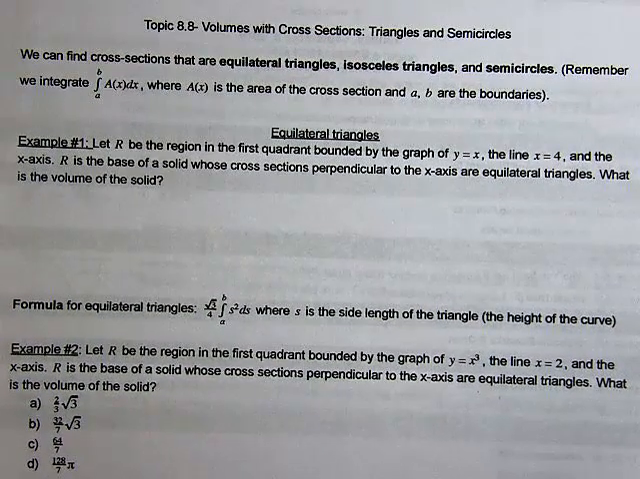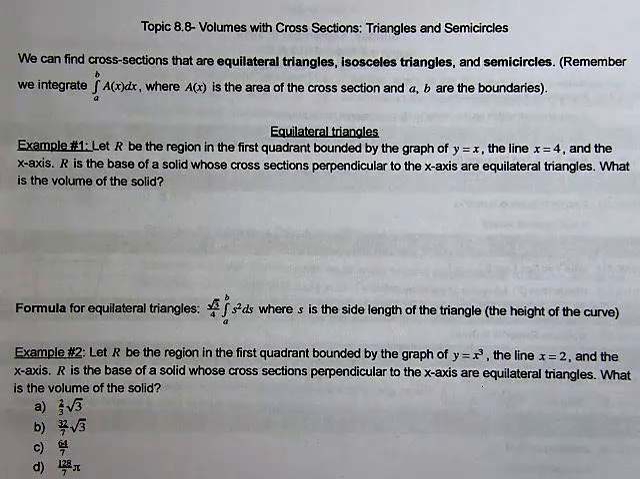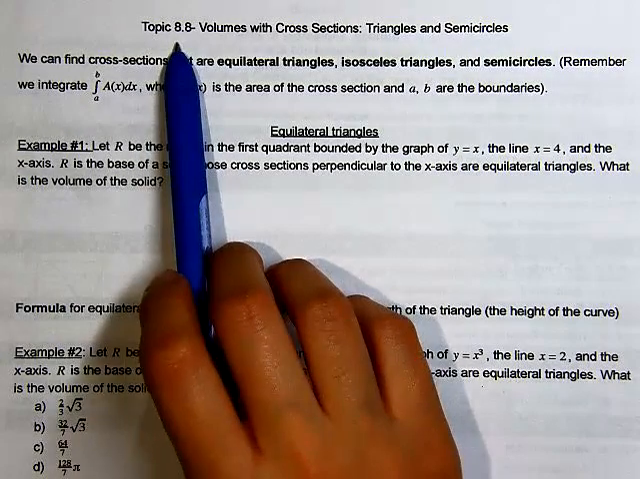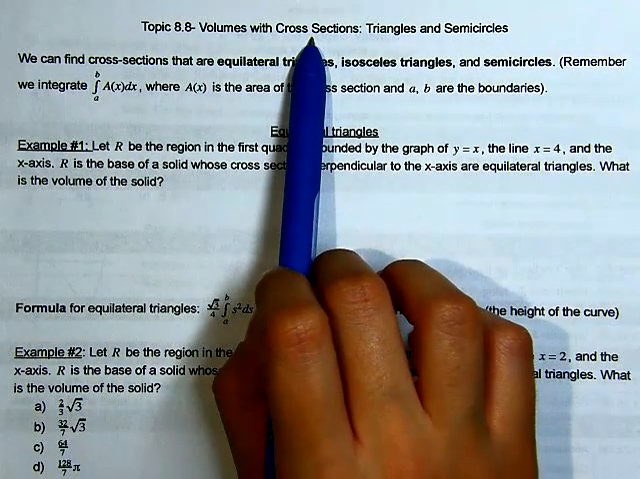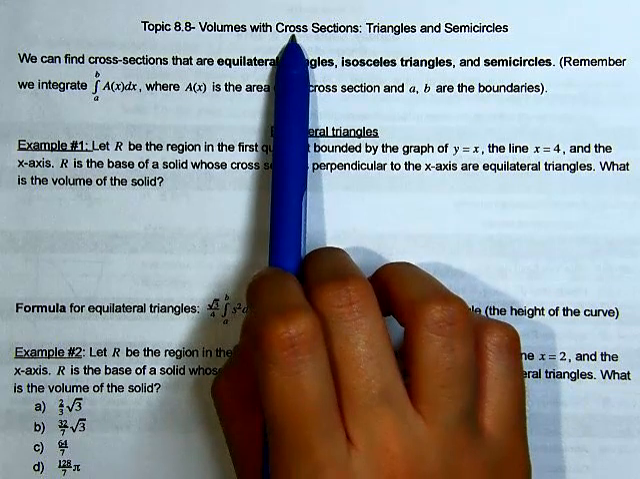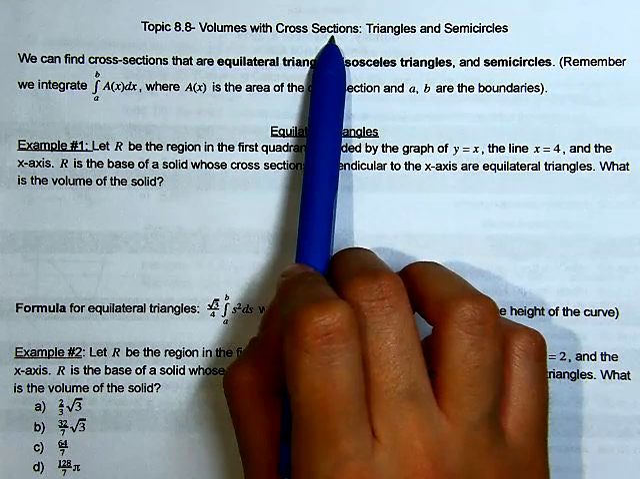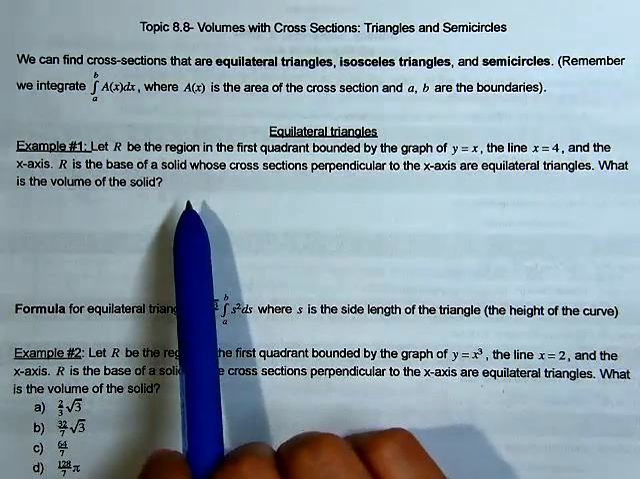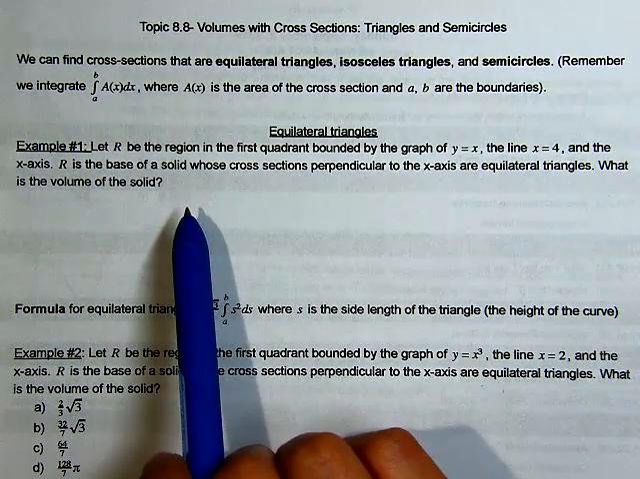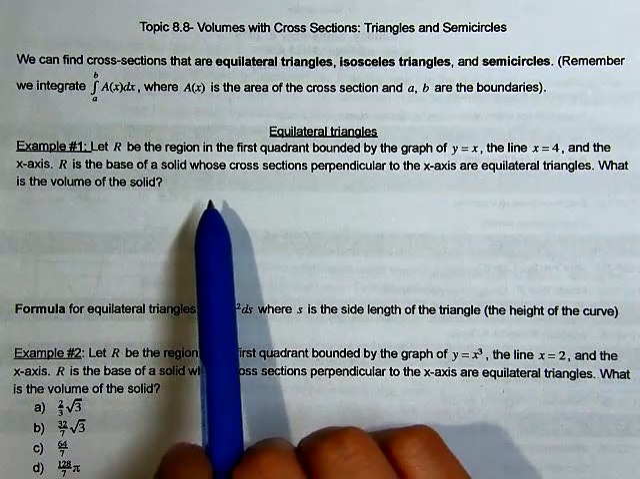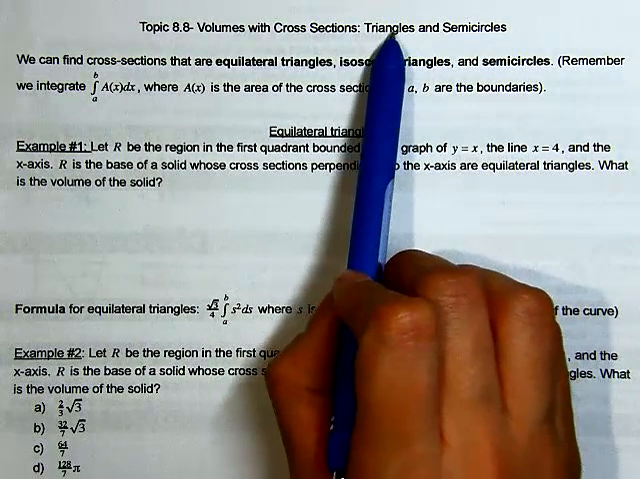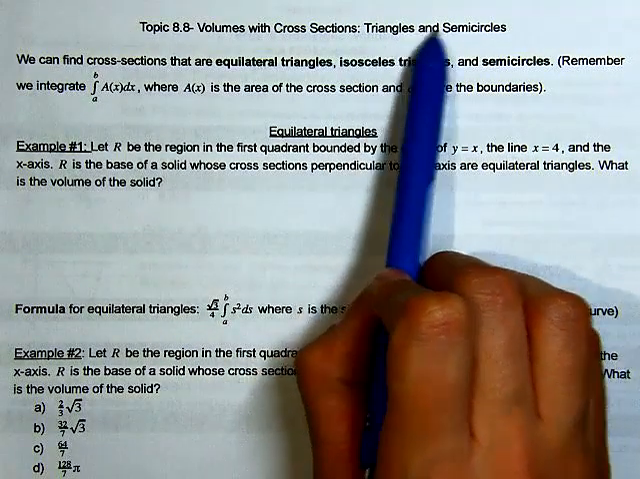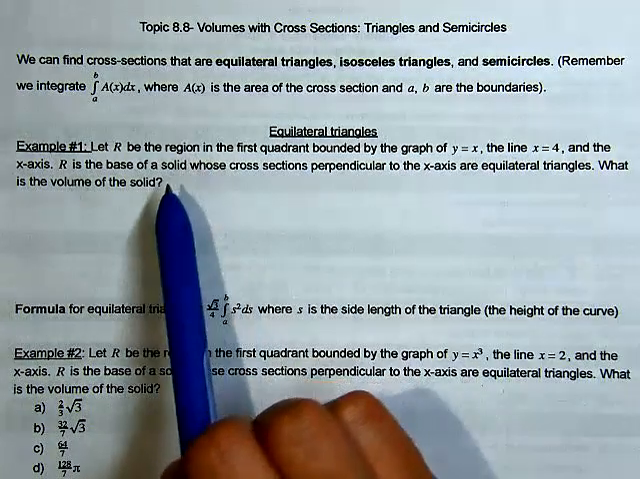Okay, hi everyone. So we're going to go ahead and continue our lessons with topic 8.8. So last time we met together, we did volumes of cross sections, and it was like pulling a book out of a bookshelf, and we looked at when the books were square shaped and when the books were rectangular shaped. Today, books can actually be triangular shaped and in the shape of semicircles.